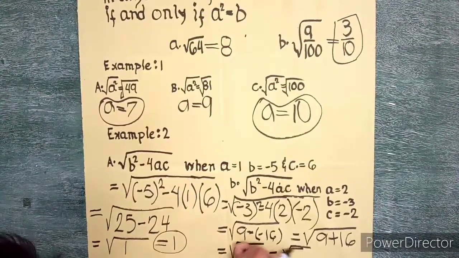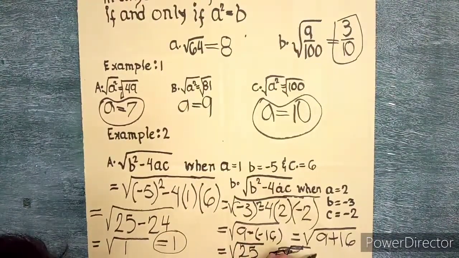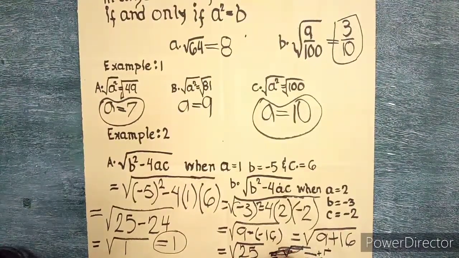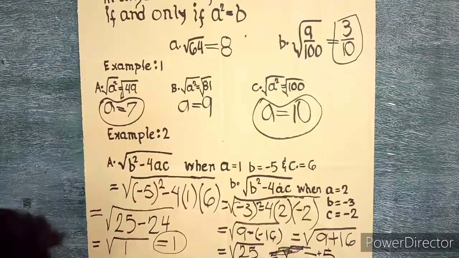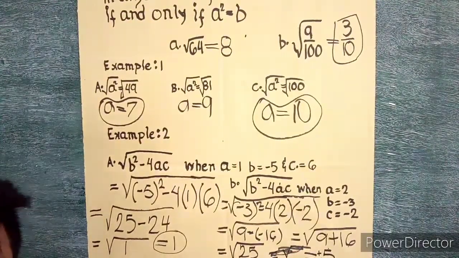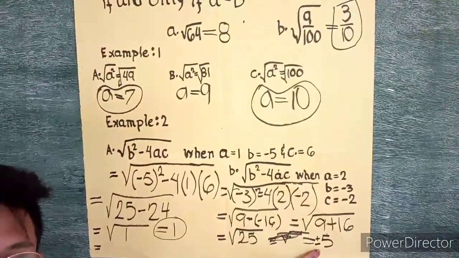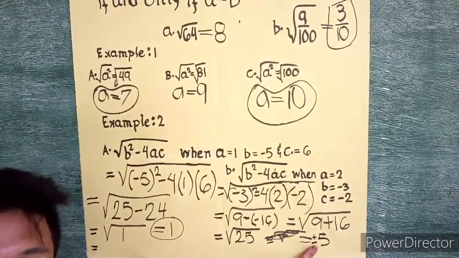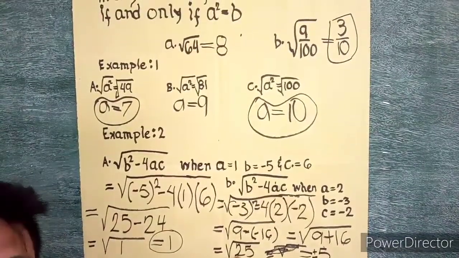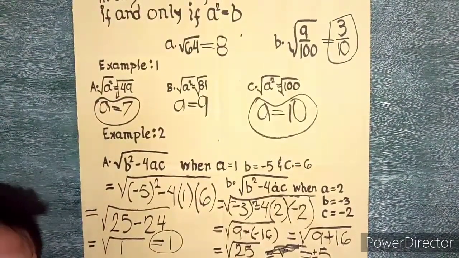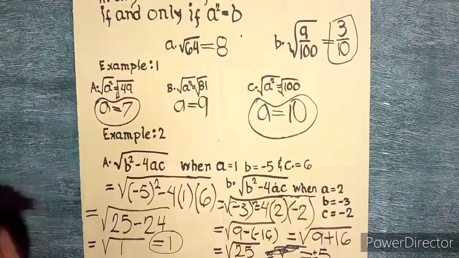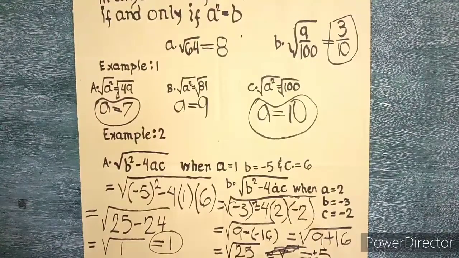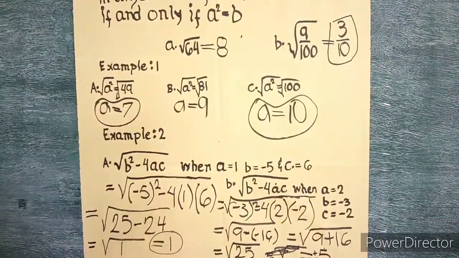Then simplify square root of 25. That is 5. Or positive, negative 5. Okay? So that is the final answer for this equation. Okay? For this example. So, why is it positive or negative 5? Because in square root of 25, we have positive 5 times positive 5, it is 25. Negative 5 times negative 5, that is 25 also. So, it's either negative 5 or positive 5.